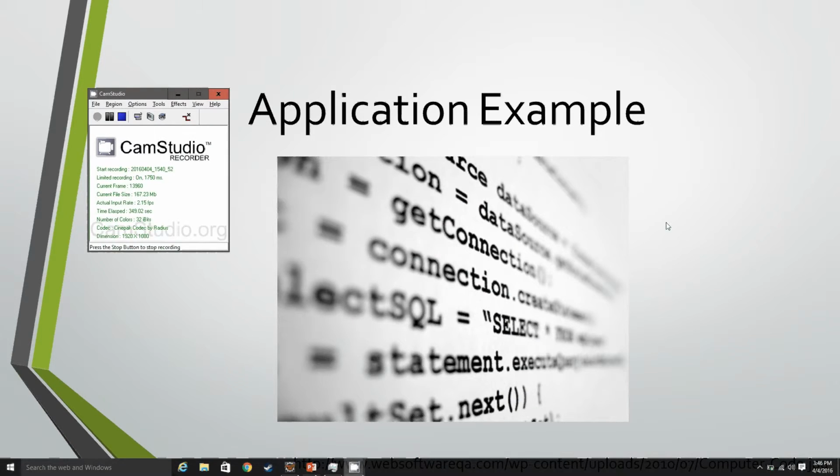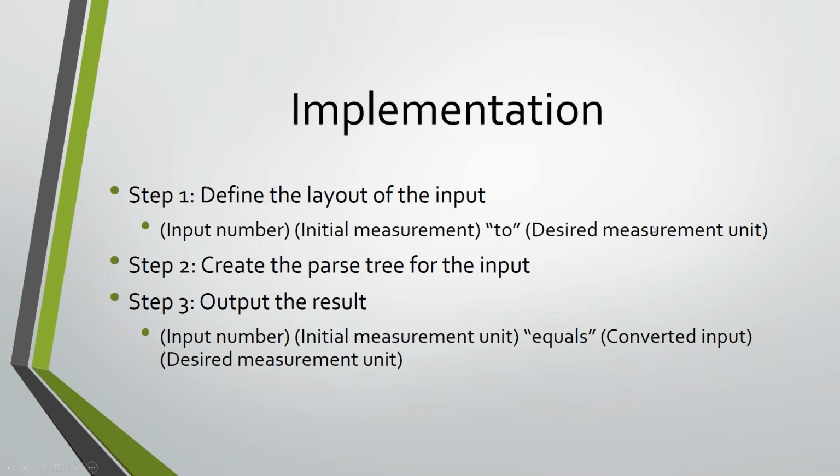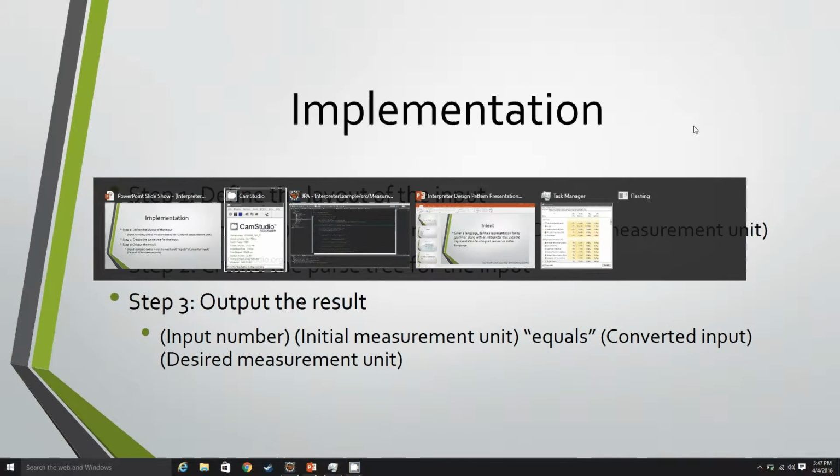Okay. So here are the implementation steps. Step 1, you want to define the layout of the input. For this one, I decided to make the layout your input number, which is going to be your quantity, your initial measurement, which is the units that you're going to choose, the word to, that's static, and your desired measurement unit. In the program, I'll step through and debug this so you can see what's happening step by step.